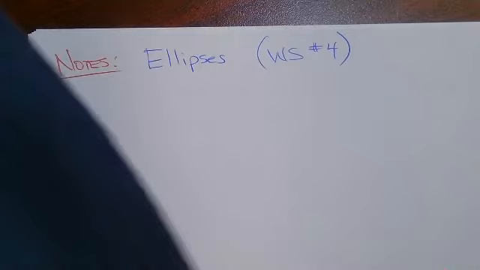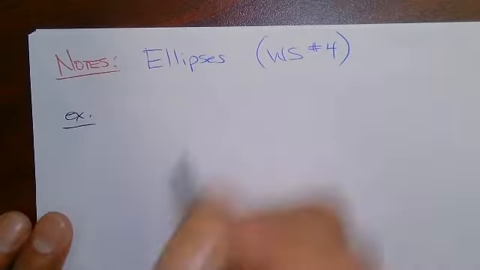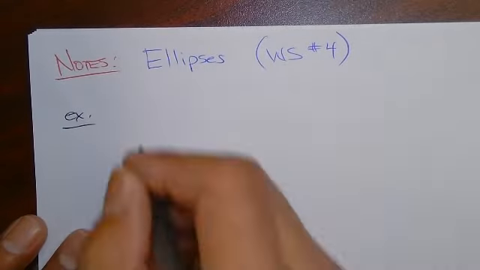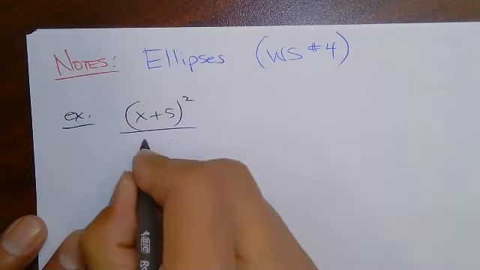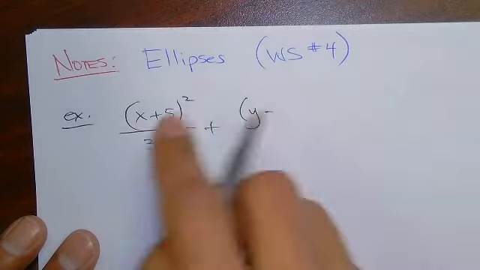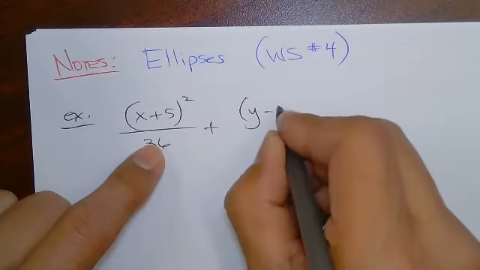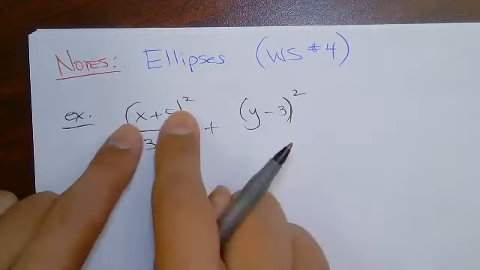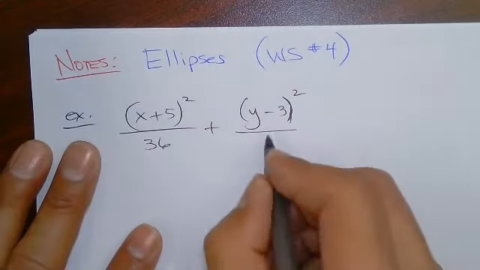All right, so we're familiar with the format, the standard equation of an ellipse, right? It should be something like this. This is just an example. We're not going to graph it. I'm just showing you that it should be something like x plus 5 squared over 36 plus y, it could be plus plus, it could be minus minus, whatever. But the point is, we know that this is squared with a number down here, and this is squared with a number down here.